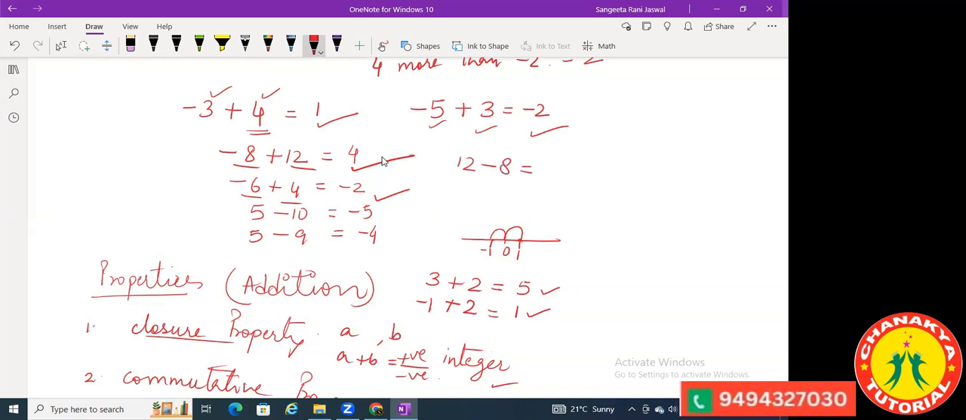Ma'am, I'm not getting the first and second properties. Okay, listen carefully, Ashwat. The second property, commutative property, says that when two integers are added in any order, you get the same number. It does not make any difference to the resultant. The answer is the same. Either you add 2 plus 3 or 3 plus 2, the answers are the same. Whether the numbers are positive or negative, that does not make any difference.